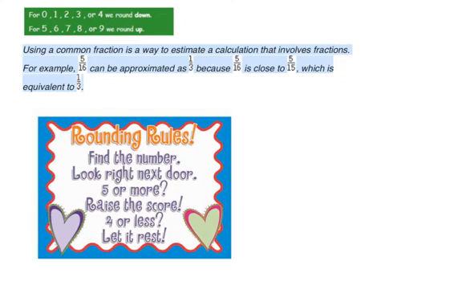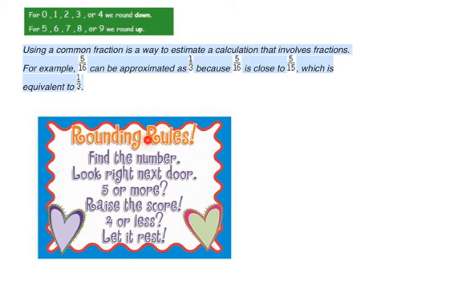So when we're rounding, the general rounding rules are: look at the number you're going to round, and look at the next number to the right. If that number is a 0, 1, 2, 3, or 4, you're going to round down. If that number is a 5, 6, 7, 8, or 9, you're going to round up.